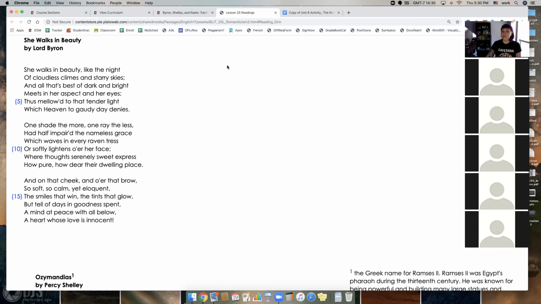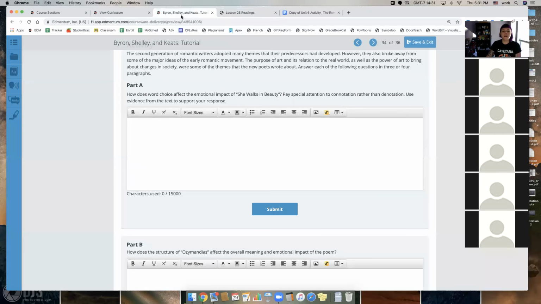And then he does use the connotation versus denotation that he's using. So again, we have grace, that's a word that we associate with a really positive connotation. Same with tender, eloquent, soft, and calm. So he's using all these really positive connotative words in this description of this person. And you can tell that there is love there. So that's all I have to say about that one.